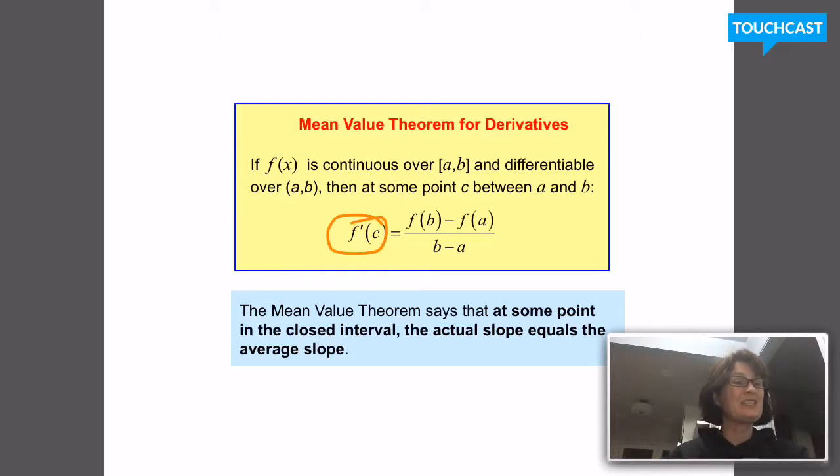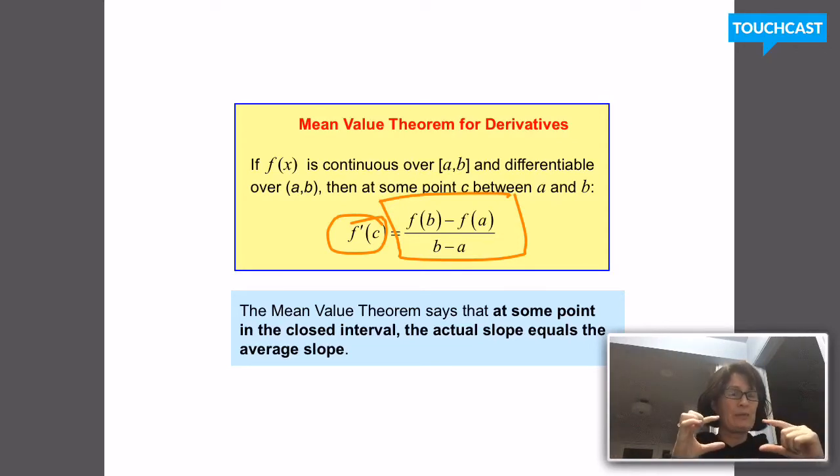f prime of c means the derivative of f at c, which means the slope of the function, the slope of the tangent to the function, is equal to, what's this? Average rate of change, or the slope of the secant line, or the average slope. So the mean value theorem says, what you need to remember, at some point on the closed interval a to b, the actual slope, the derivative, the slope of the function is equal to the slope of the secant line, or the average slope, using those points a and b.